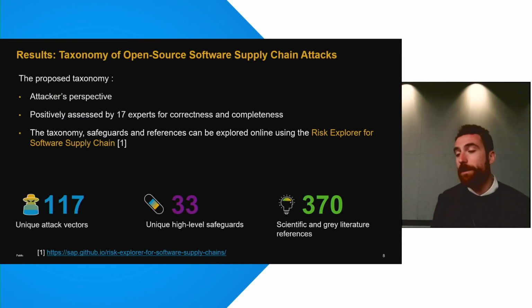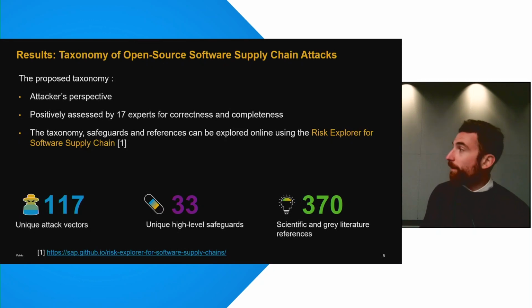The first result is the taxonomy, which takes the perspective of attackers, describing exactly how attackers inject malicious code. The taxonomy was positively assessed by the 17 experts for its correctness and completeness. Talking about numbers, the taxonomy comprises 117 unique attack vectors mapped to 33 unique high-level safeguards. Every attack vector and safeguard is supported by around 370 scientific and gray literature references.